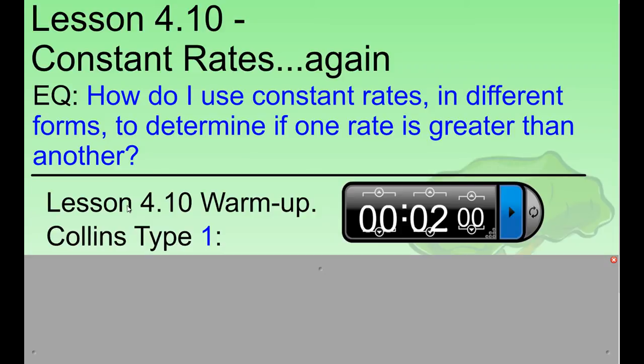Constant rates again. So the essential question says, how do I use constant rates in different forms to determine if one rate is greater than another?